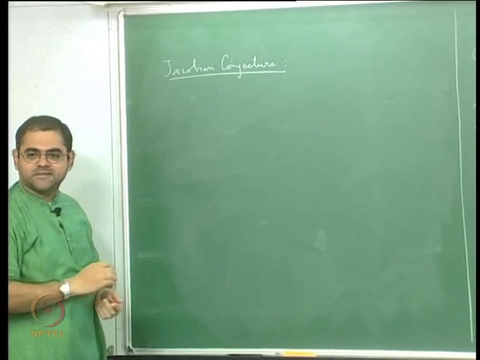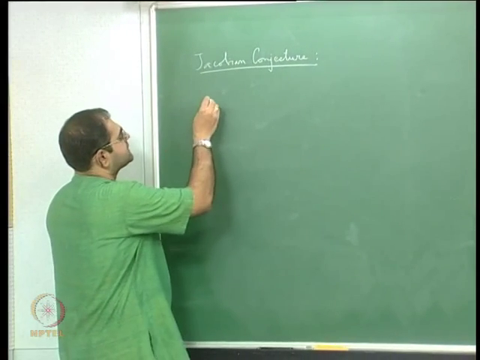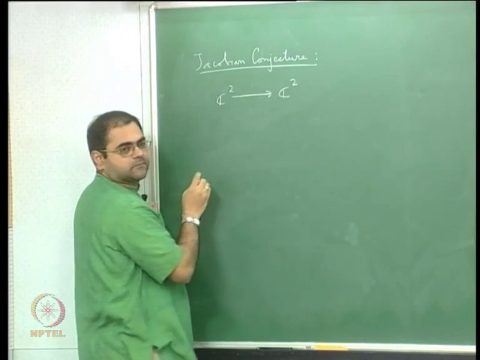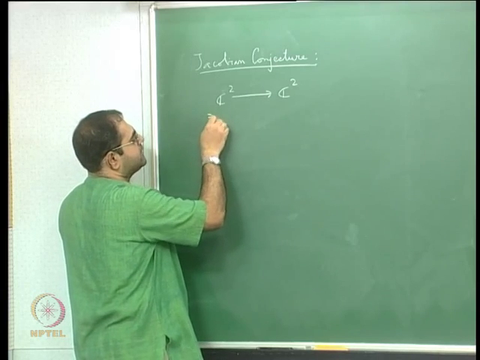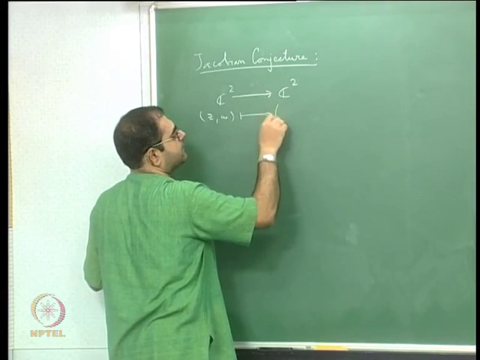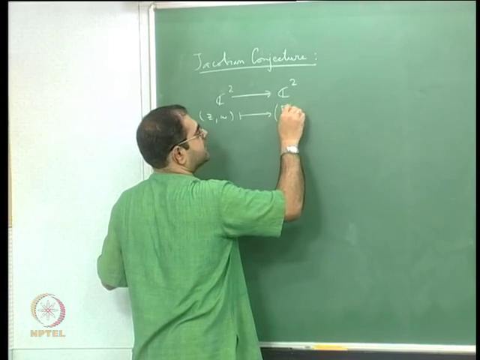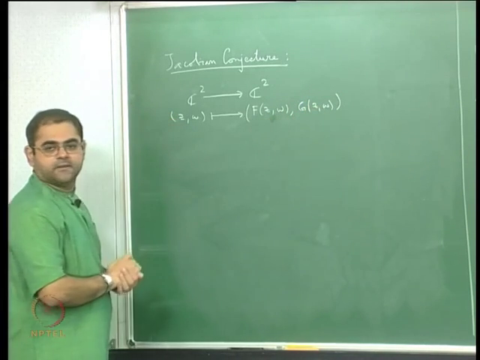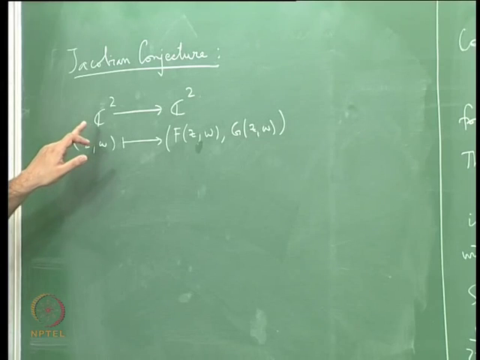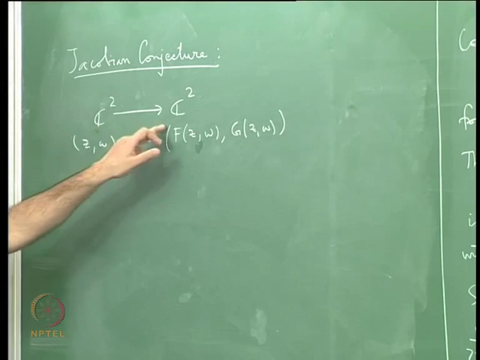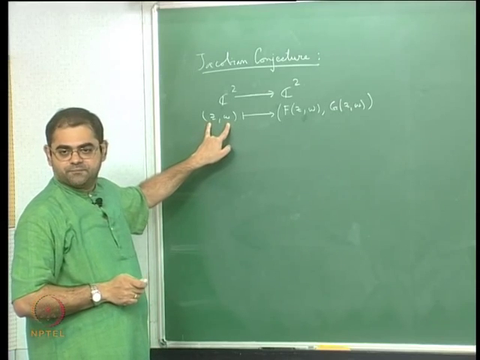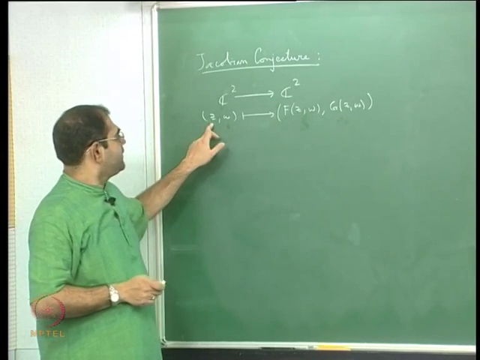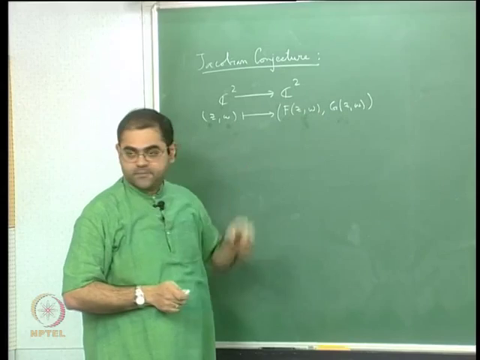Okay, so let me explain what this Jacobian conjecture is. What you do is you take a map from C2 to C2 given by (z, w) going to (F(z, w), G(z, w)). In general, if you want a function going from C2 to C2, I have to take a point with two complex coordinates and produce two complex coordinates. So I have to give you two functions. Each function will depend on both coordinates. So I call them capital F and capital G, okay.